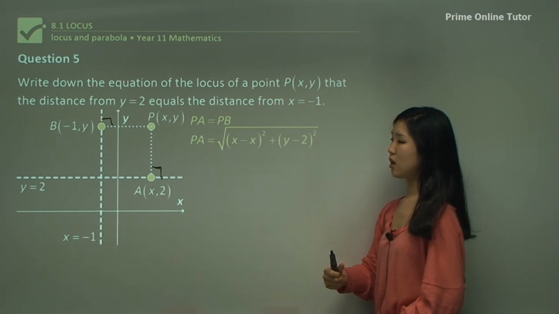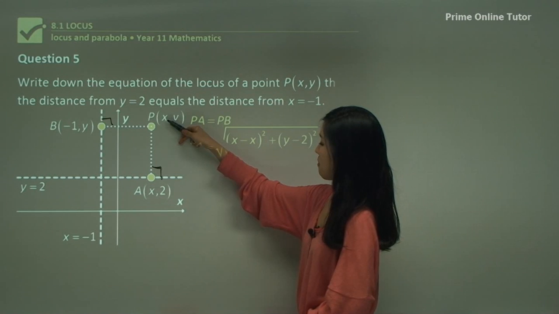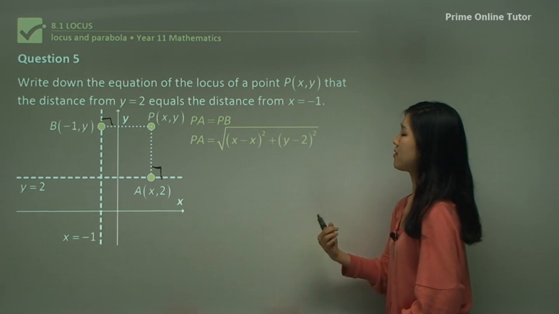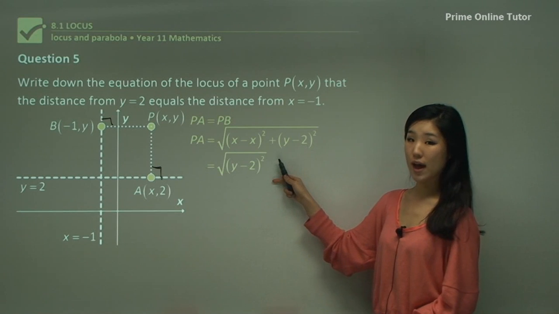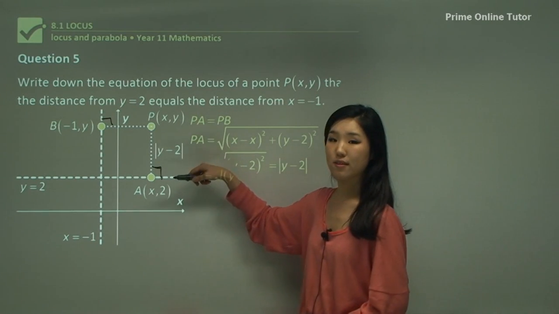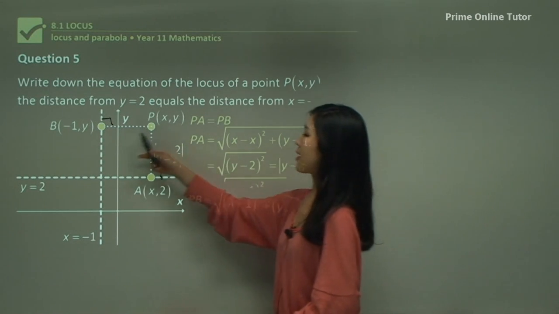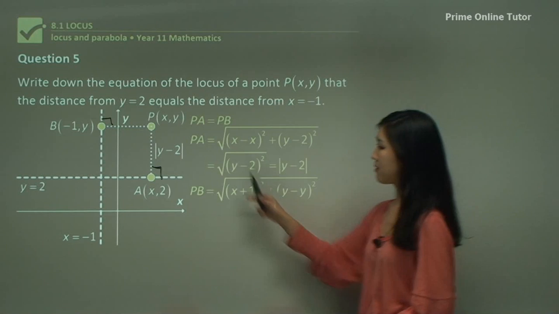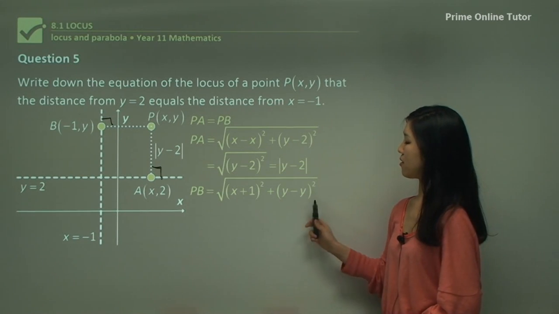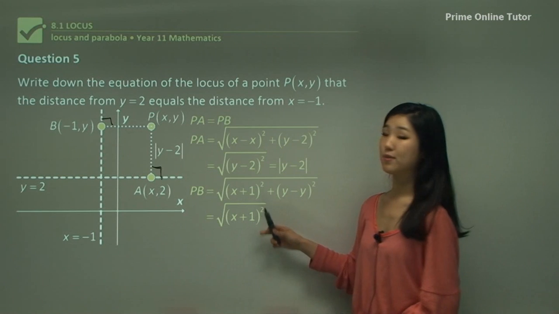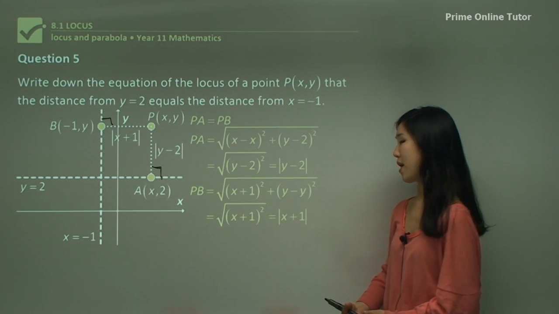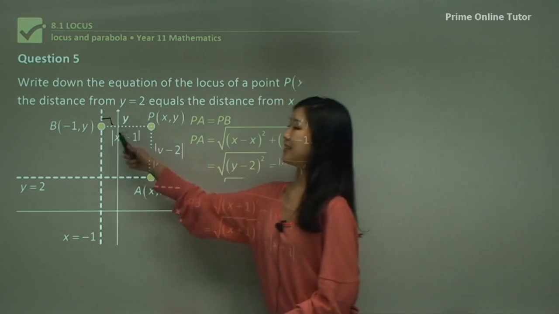Therefore, I'm going to use my distance formula to start off by finding PA. PA is the square root of (x minus x) squared plus (y minus 2) squared. Hopefully you can see that the first part is 0, because x minus x is 0. So we're left with the square root of (y minus 2) squared, which is the absolute value of y minus 2. Don't just say y minus 2, it has to be the absolute value since it refers to distance. Now PB is the square root of (x plus 1) squared plus (y minus y) squared. Again, you can see that the second part is 0, since y minus y is 0. So we're left with the square root of (x plus 1) squared, which is the absolute value of x plus 1. Remember it must be absolute because it's distance that we're talking about.